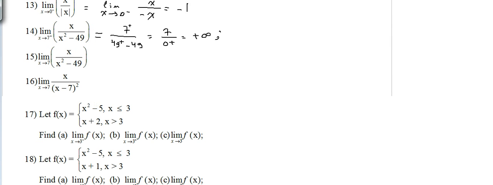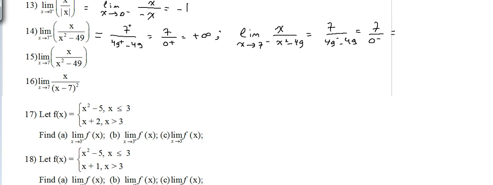In case it approaches minus, that is, if we do the same limit as x approaches 7 minus, for 7 over x squared minus 49, it will be equal to 7 over 49 minus a bit less than 49 minus 49. It's a negative number, so it's 7 over 0 minus, it will be minus infinity.